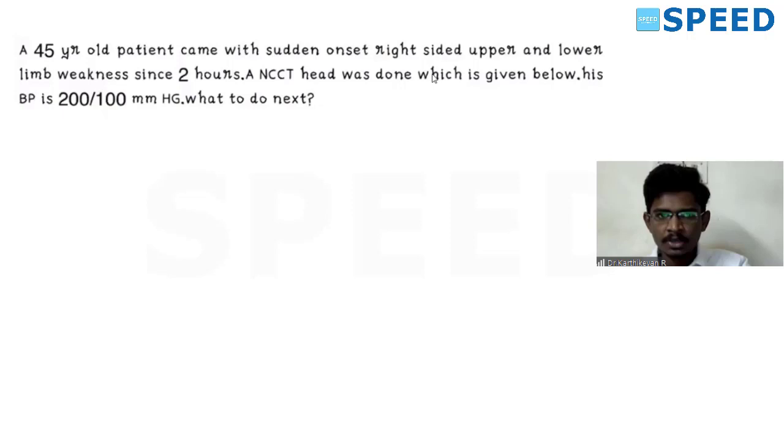Okay. Next, if you see, infarct might not be visible always. Okay. This also you should know. So when you compare to the CT scan given in the question, what is happening in the CT scan given in the question?